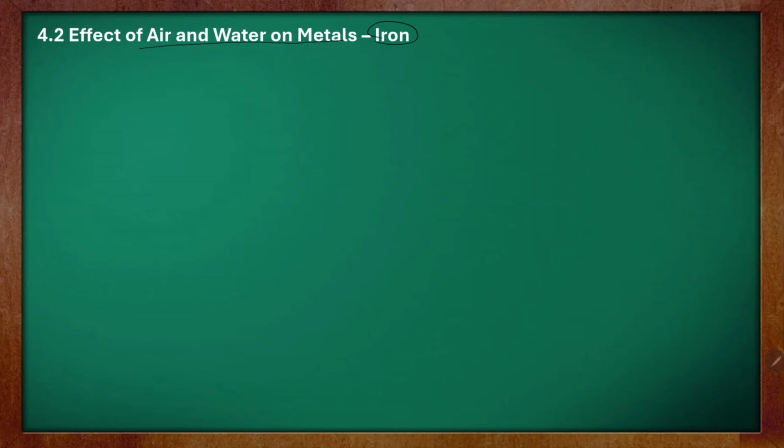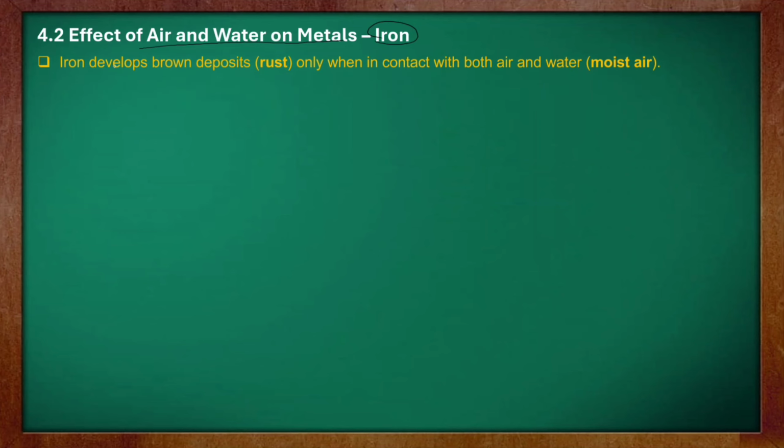For this also we have done an experiment. We have taken some shining iron nails and 3 glass jars, where we have filled one glass with water, another glass with air only, and another glass with both air and water. And what do we observe? We observe that iron develops a brown deposit, that is rusting, only when in contact with both air and water, that is moist air. If it is kept alone in air or alone in water, it doesn't rust. That is what we concluded from our experiment.